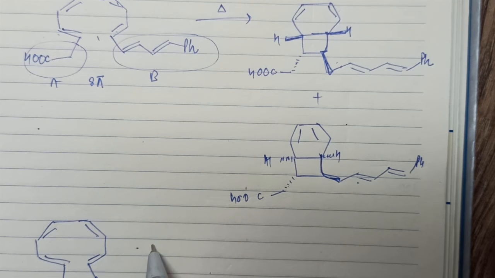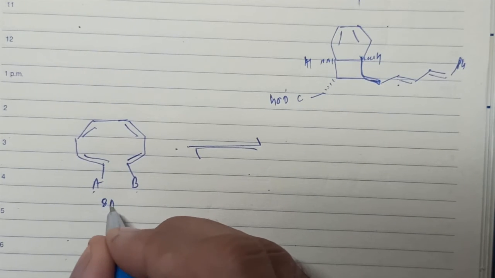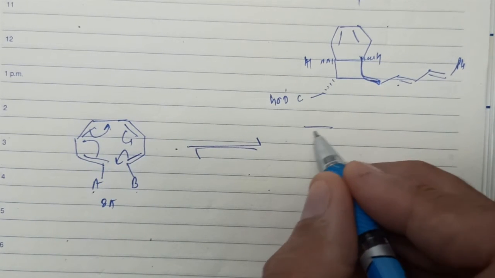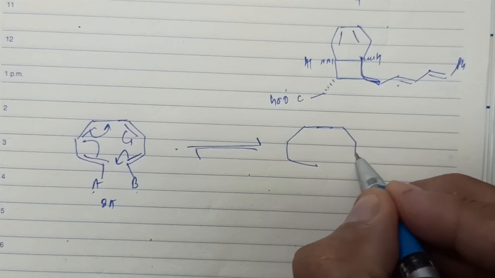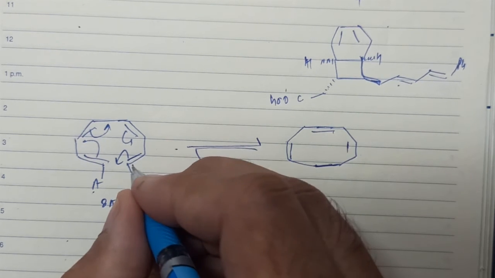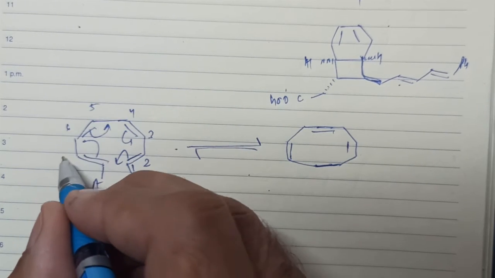That means this ring, if it cyclizes, how will it cyclize? First of all, it's an 8 pi electron system. Since it's an 8 pi electron system, this will cyclize in this fashion. If it cyclizes in this fashion, you'll have this molecule. Let me number this 1, 2, 3, 4, 5, 6, 7, and 8.